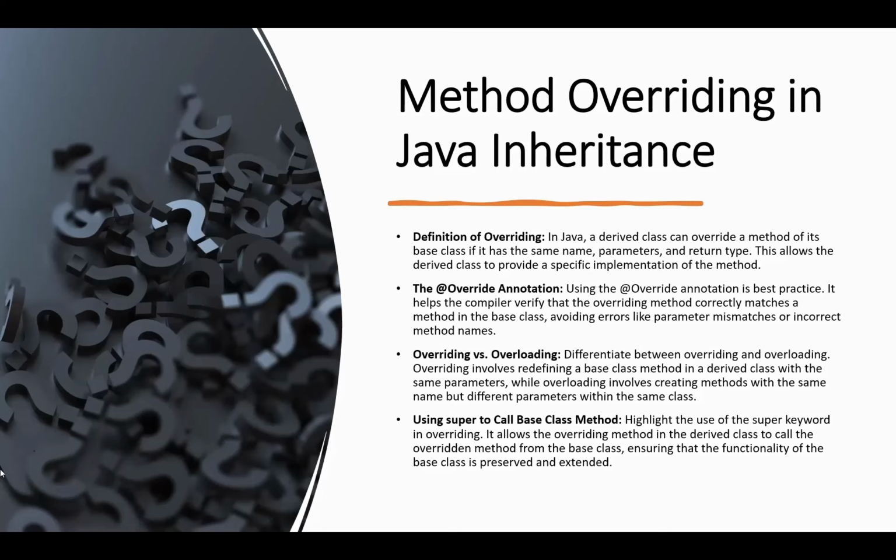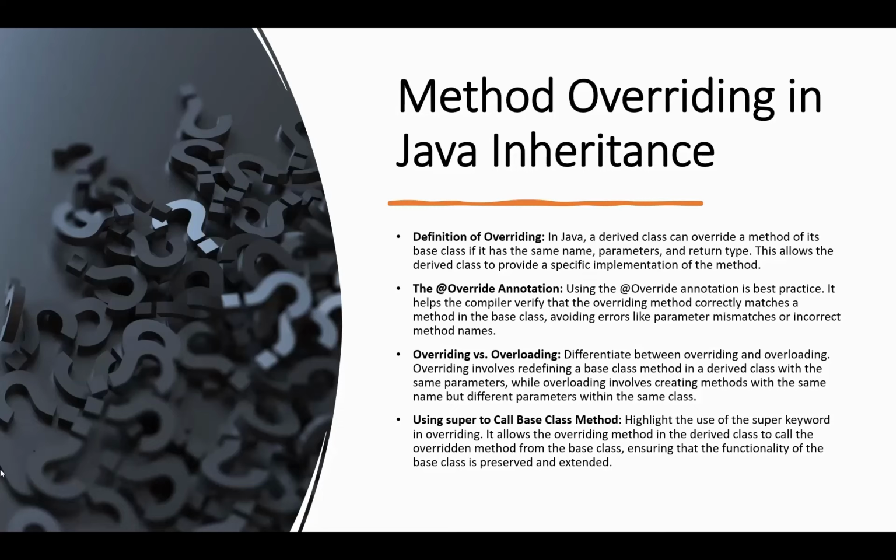It's crucial not to confuse overriding with overloading. Overloading occurs within the same class when you have multiple methods with the same name but different parameters. Overriding, on the other hand, involves two methods with the same name and parameters but in different classes.